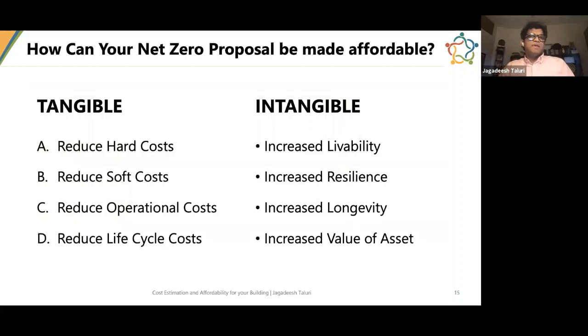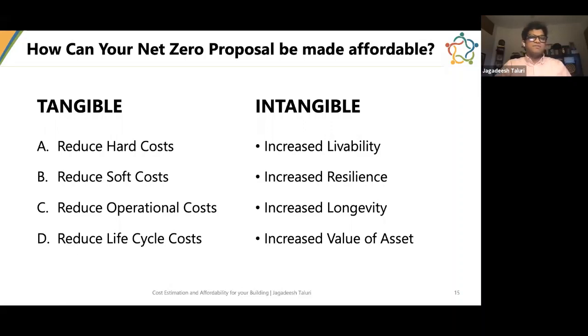Now, how you can make your net zero proposal affordable? So there are fundamentally 4 ways in which you can do the tangible ways. A, you reduce hard costs. B, you reduce soft costs. C, you reduce operational costs. And D, you reduce life cycle costs.